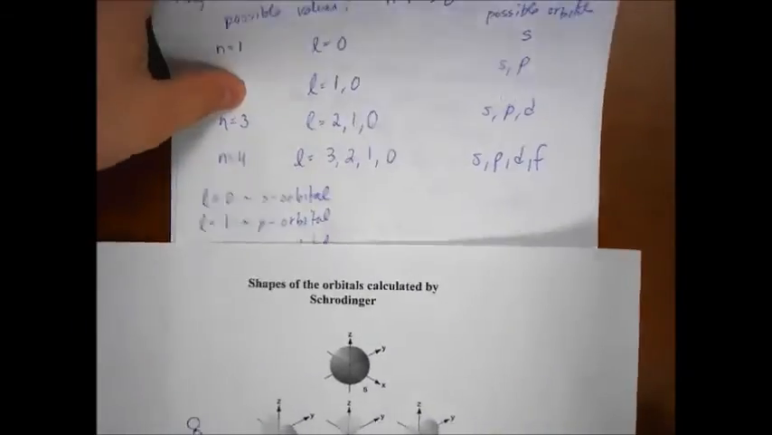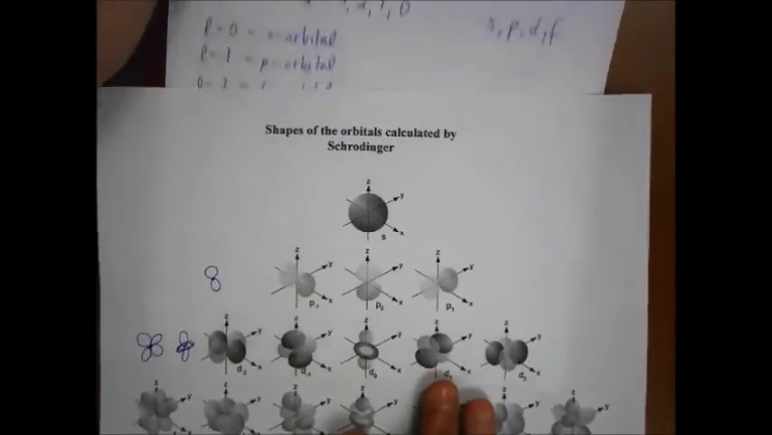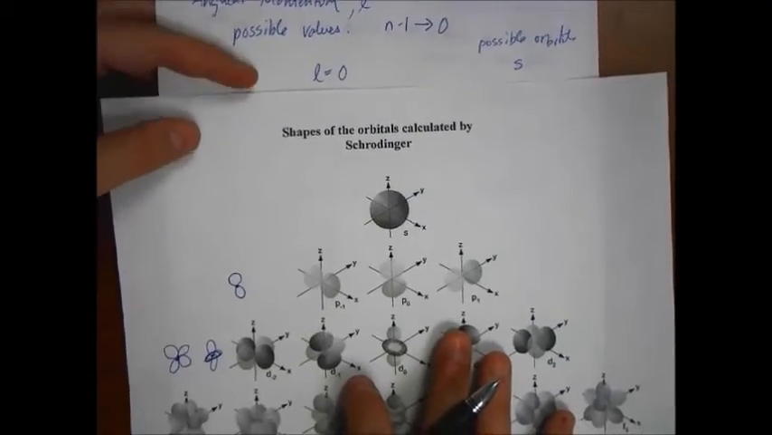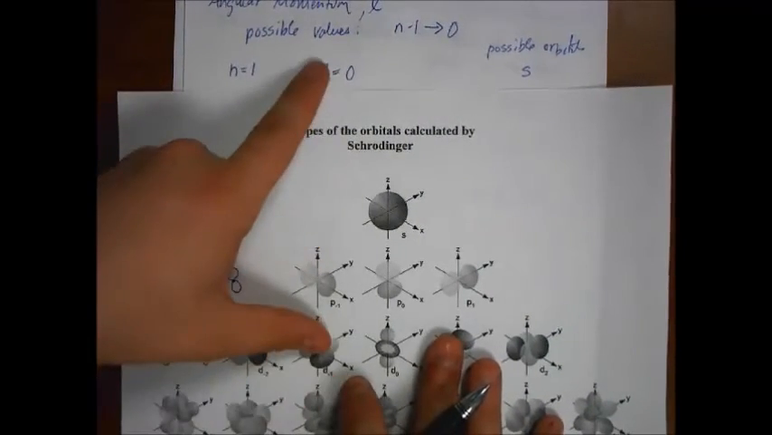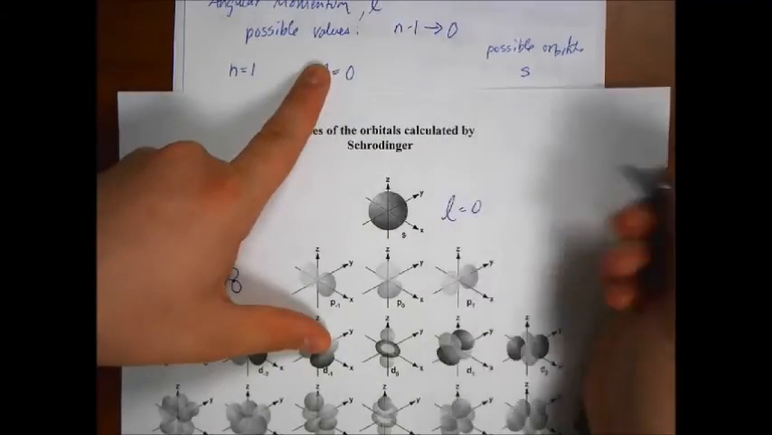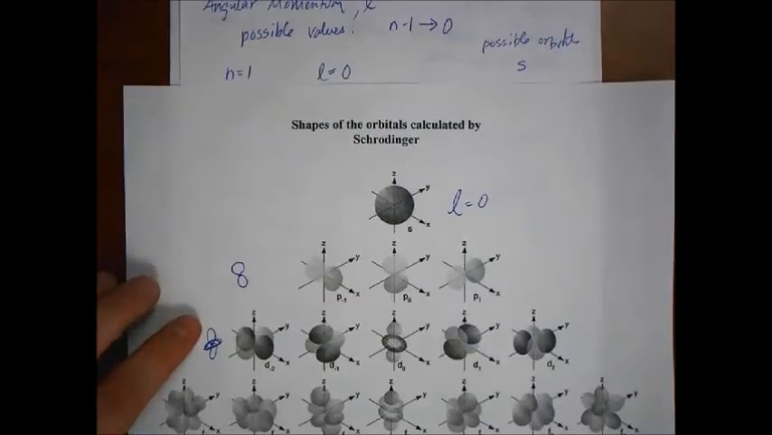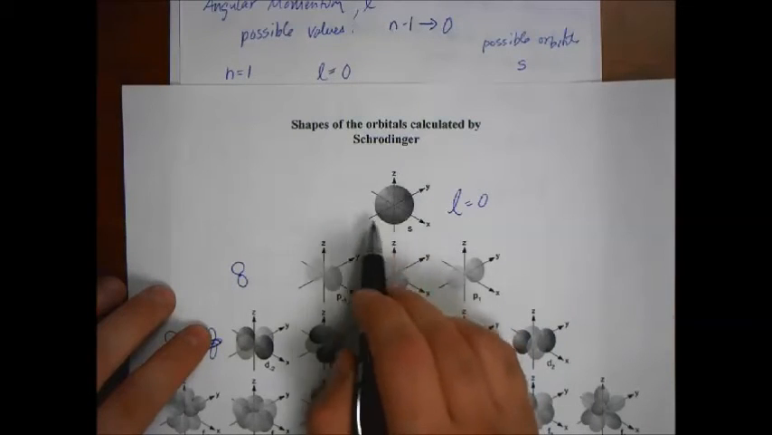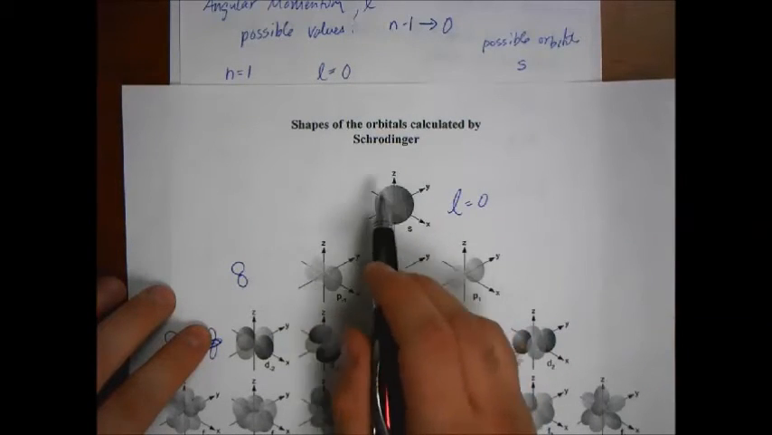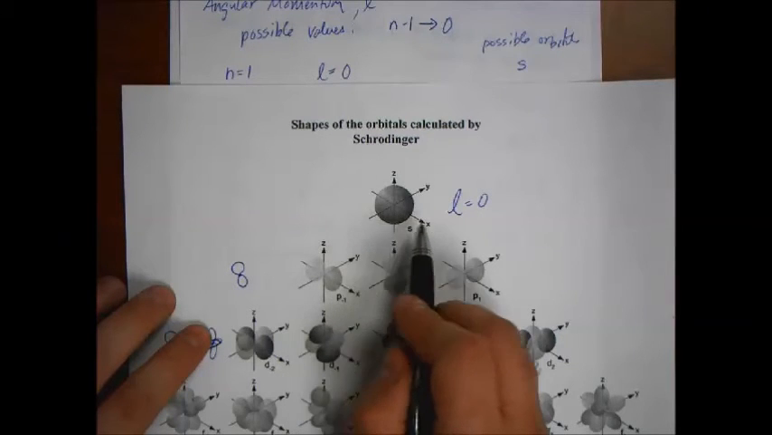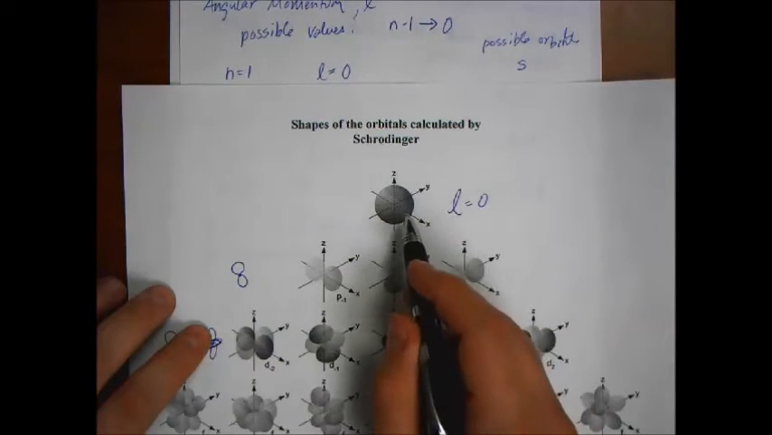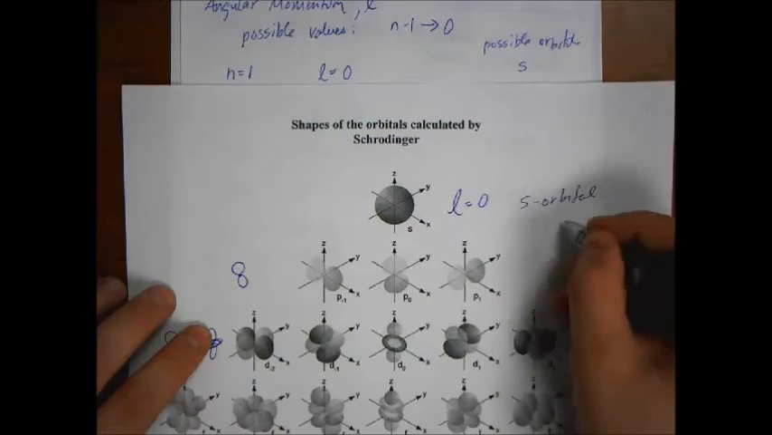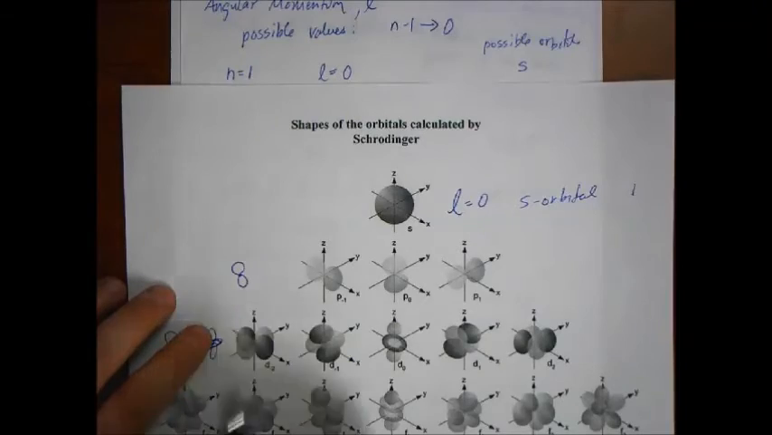So if we come back over here and we take a look at this guy, what we can do is we can start to assign quantum numbers to these shapes. So when L is equal to 0, we get a spherical shape, and you can only have one spherical shape because it's centrosymmetric about all of the axes. So when L is equal to 0, we get only one s orbital, and there can only be one of those.